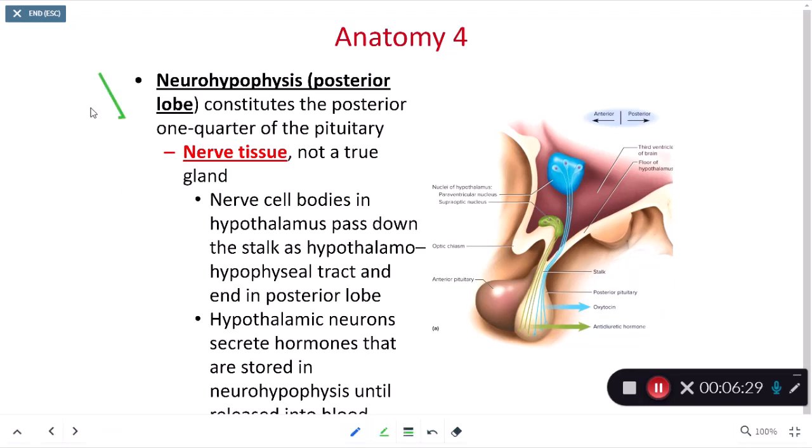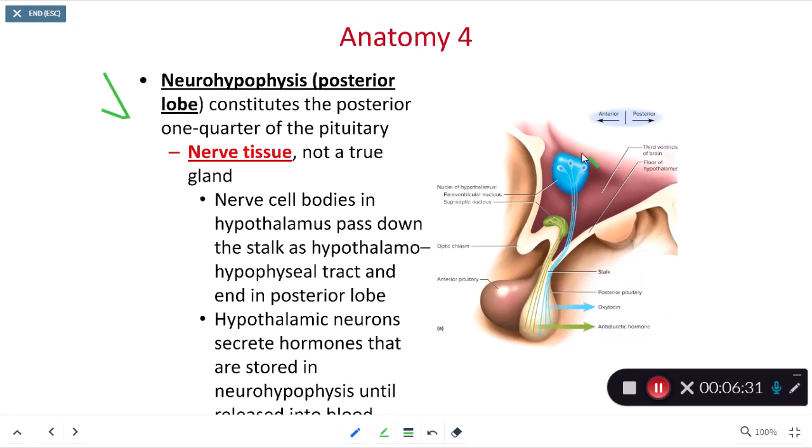Up next, we have the posterior pituitary gland, the neurohypophysis. As we look at this neurohypophysis, it's going to be controlled by the hypothalamus. Within the hypothalamus, we have some neurons that are going to create hormones, and those hormones travel down the axons of the neuron and then are released and stored in the posterior pituitary gland. So really, to emphasize the distinct difference between the posterior and the anterior pituitary gland: the anterior pituitary gland makes its own hormones and releases them directly into the bloodstream, whereas the posterior pituitary gland is going to store hormones made in the hypothalamus and then release those hormones into the bloodstream.